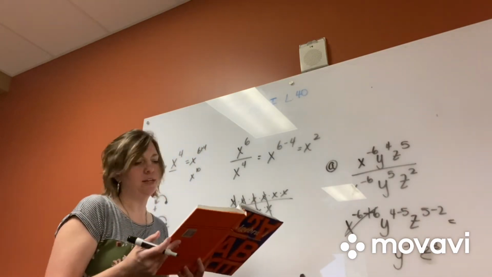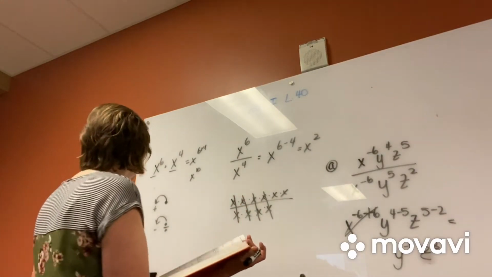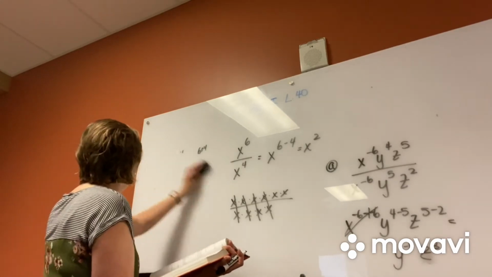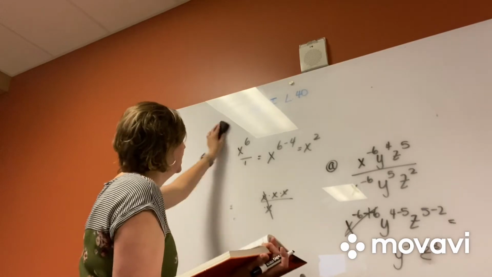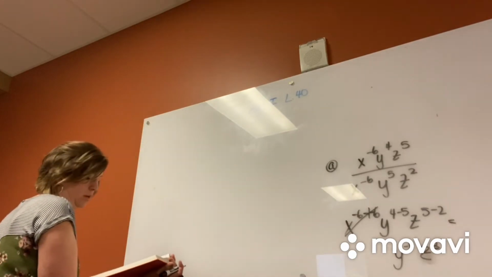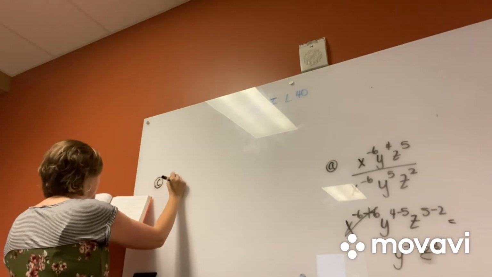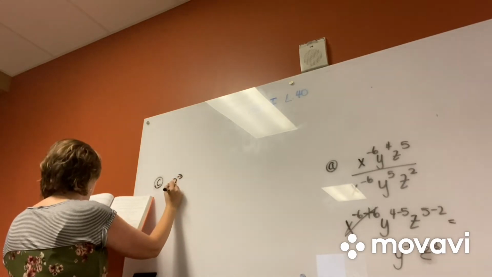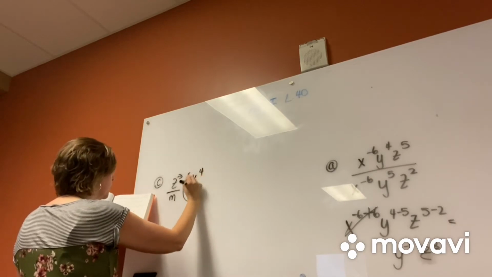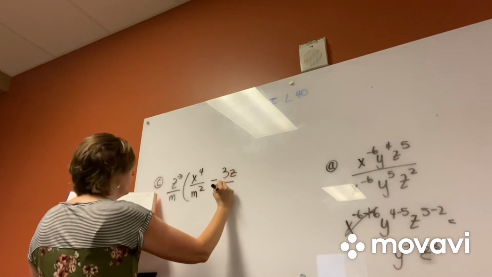Now, let's look at the distributive property. And with the distributive property, we're just working more with our negative exponents. So let's take a look at that, okay? So we just did letter A. In class, we did letter B together. So right now we're looking at letter C. So letter C says z to the negative 3 over m, and it's being distributed to x to the 4th over m squared minus 3z over m.